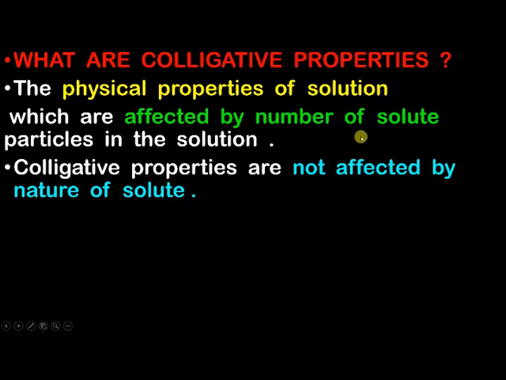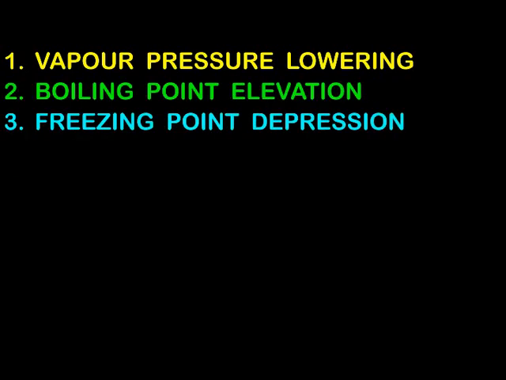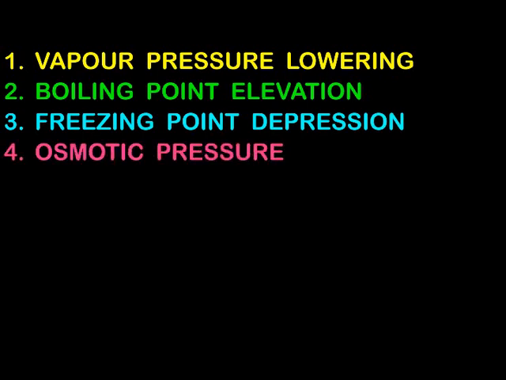Clear with this guys? Now basically there are four colligative properties that we need to understand. The first one is vapor pressure lowering, the second one is boiling point elevation, the third one is freezing point depression, and the fourth one is osmotic pressure. And as I mentioned in the starting of the video, we are going to cover vapor pressure lowering in this video, and the remaining three properties will be covered in the further videos.